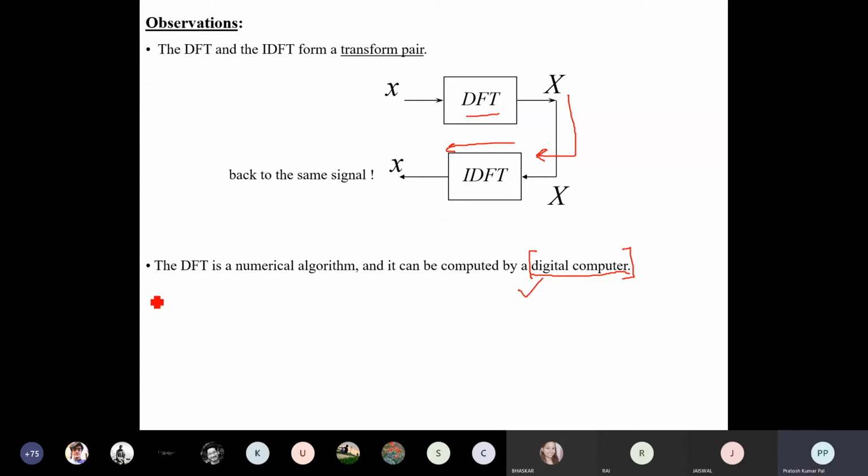So suppose any function is there, x of n is given, and this x of n is given by 1, 2, 3 and 4. Okay, and you need to find out its DFT, that will be x of k. So this will be your DFT. You need to find out x of k. ठीक है, x of k find out करना है.